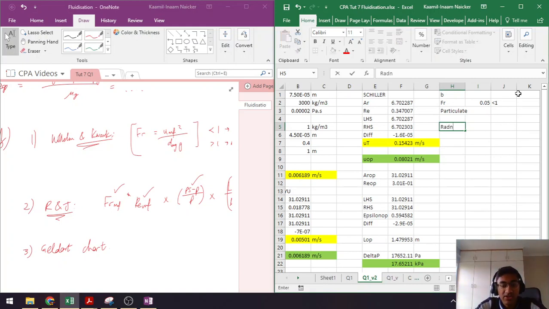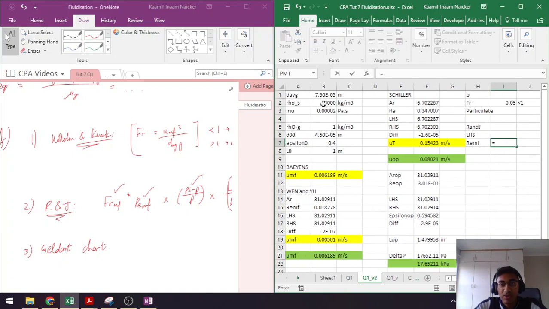Now let's talk about the Reh-J equation. Let's work out the left-hand side and right-hand side. On my left-hand side, I'm going to need the Reynolds number at the minimum fluidization velocity. I'm sure I've calculated it somewhere, but I'm just going to calculate it again. Density of the gas divided by viscosity. And the other thing I'm going to need here is the L over D ratio. I'm going to guess that to be about 5.